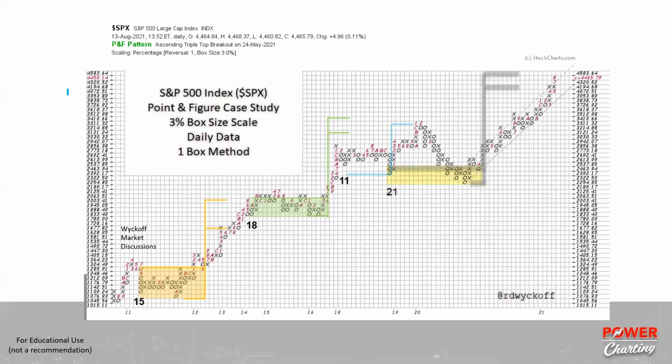Here is another example, much bigger scale, but this is reaccumulation in action on point and figure. In this case, we're using log scale point and figure, 3% box size, rather large box size. Each one of those upward boxes is 3% higher than the prior. And those are substantial jumps. But look at how these reaccumulations formed on the way up. I've talked about this chart in the past. This is from August of 2021.